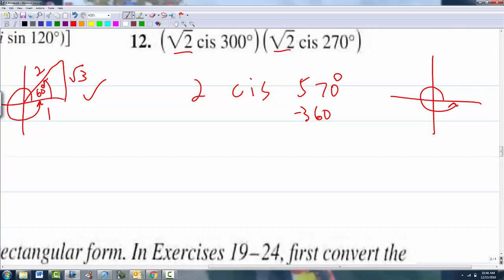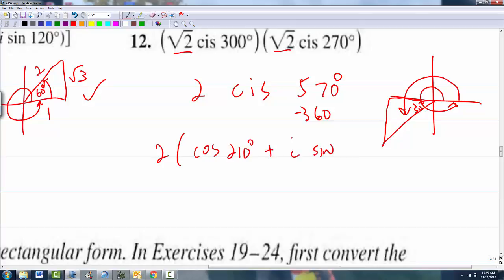210. What's 210? What kind of triangle is it? Red, right? Let's get all those out of the way. 30. All right, so that should be good enough. I'm just going to write cosine 210 instead of 570. It's the same. They're going to give me the same ratios.